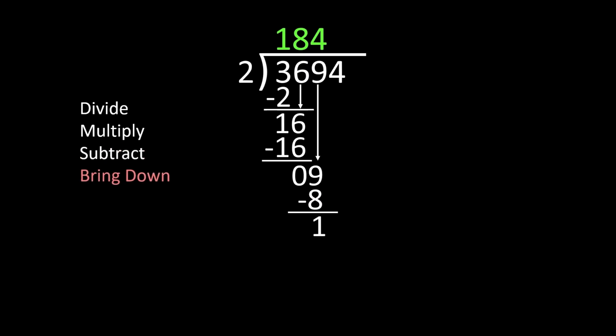Then I need to bring the next number for my dividend down, the 4. I'm going to bring the 4 straight down. So now when I go to divide, I'll have 14. 14 divided by 2 is 7. 7 times 2 is 14. And 14 minus 14 is 0. From here, I don't have anything left to bring down. So this is the end of my division steps. 3,694 divided by 2 is 1,847.